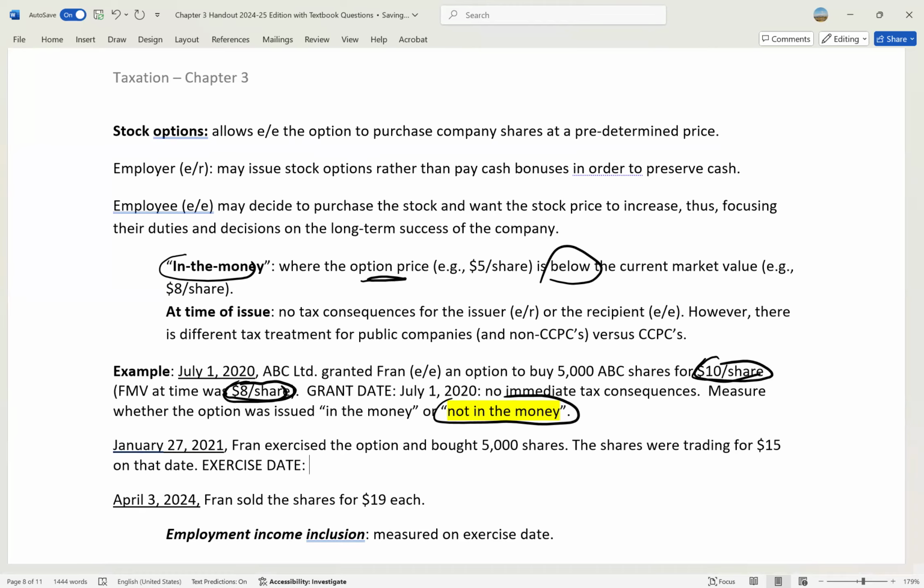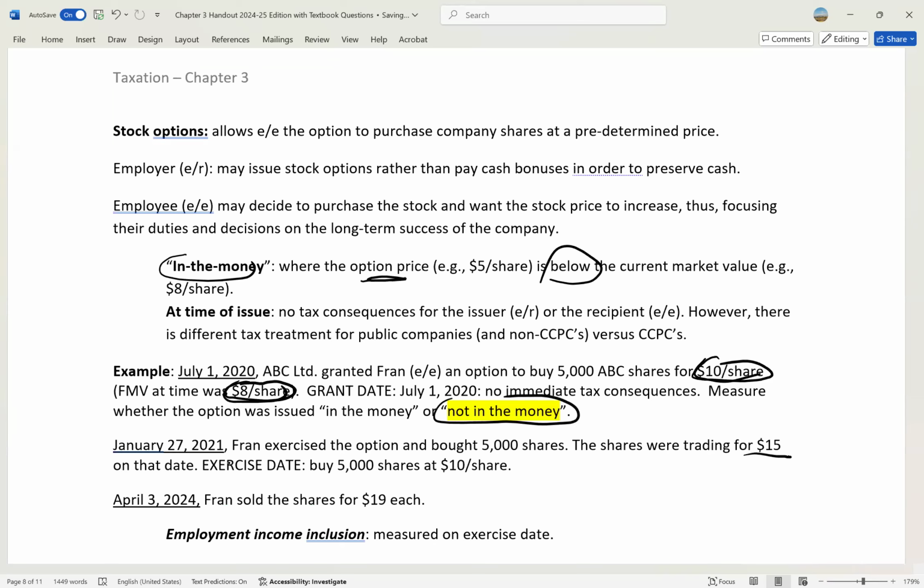And so Fran is going to buy 5,000 shares. And the price she is paying is the $10 per share, because remember, the stock option gave her the right to buy the shares at $10 per share. But on the exercise date, the shares were trading for $15, which sort of makes sense, right?